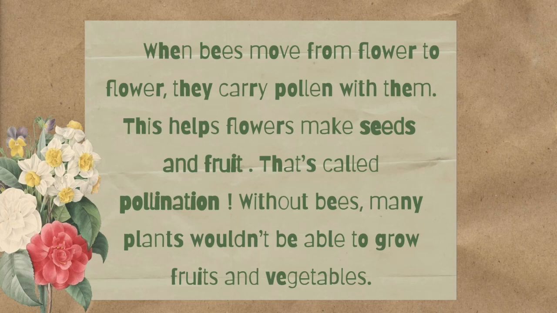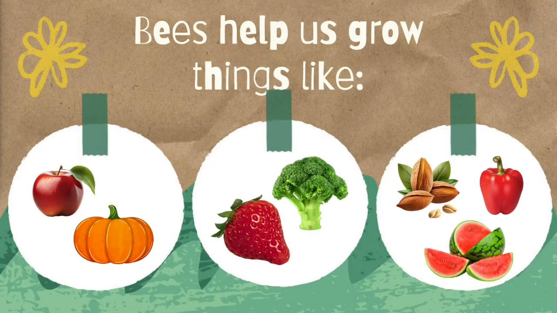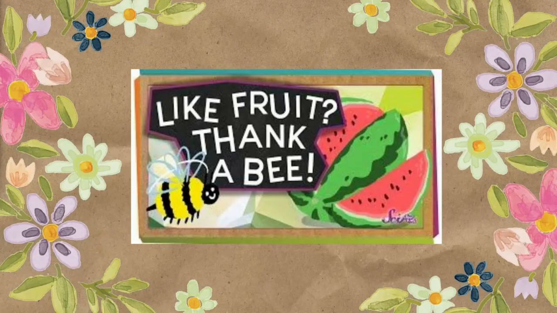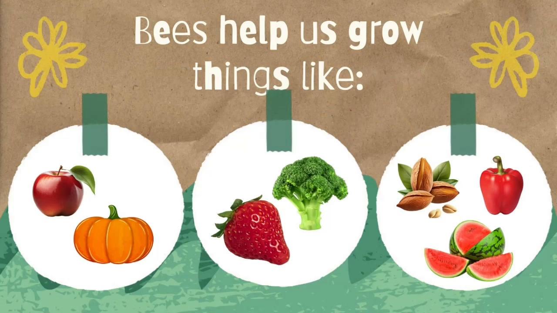So, what are some fruits and vegetables that we think bees like or help us grow? Any ideas? Let's see. Bees help us grow things like apples, pumpkins, broccoli, strawberries, almonds, peppers, and watermelon. There are so many other types of foods that bees help us grow and make. Without them, it would really impact our communities and our environment.